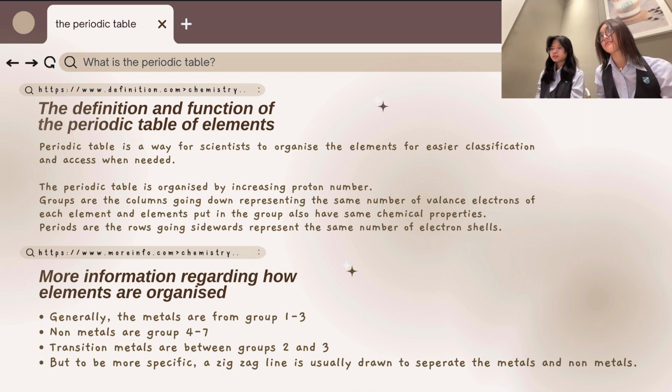That's why hydrogen isn't called a group 1 alkali metal, but we'll get into that. And periods are the rows going sidewards, representing the same number of electron shells. Now, more information regarding how elements are organized. Generally, the metals are from group 1 to 3. 4 up to 7 are considered non-metals, while 8 are noble gases. Then we'll get into that a little later. Transition metals are between groups 2 and 3. But to be more specific, a zigzag line is usually drawn to separate the metals and non-metals.